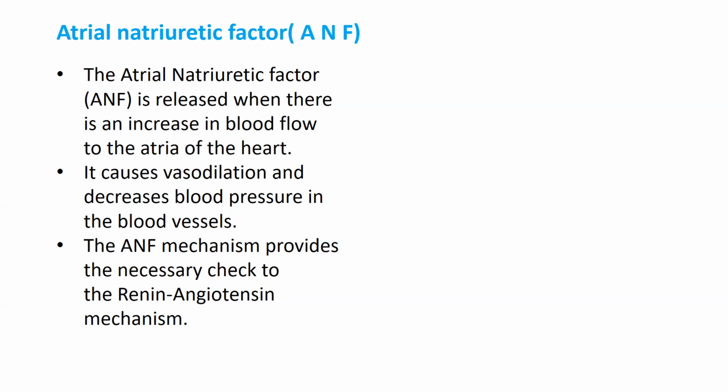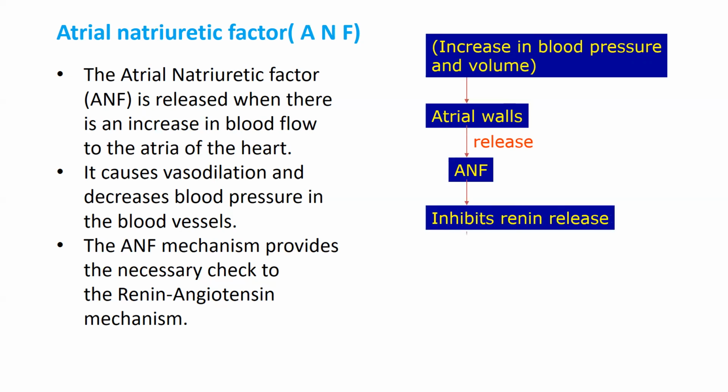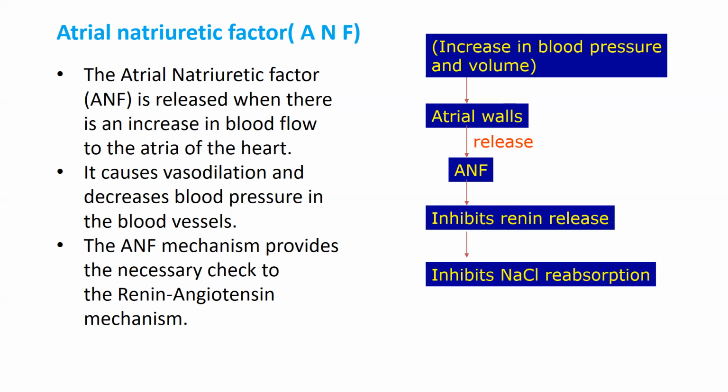So again, the flow chart: increase in blood pressure, the atrial walls are going to release ANF, right? And the ANF inhibits renin release and thereby inhibits aldosterone secretion, right? So this is how it is going to work.